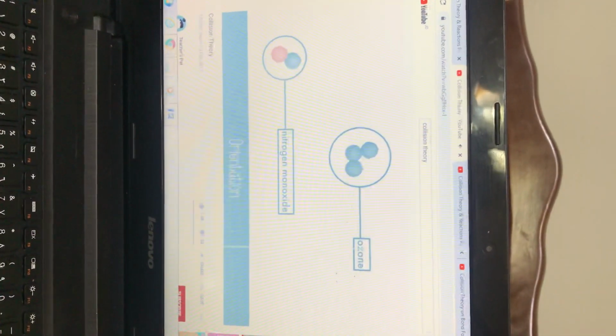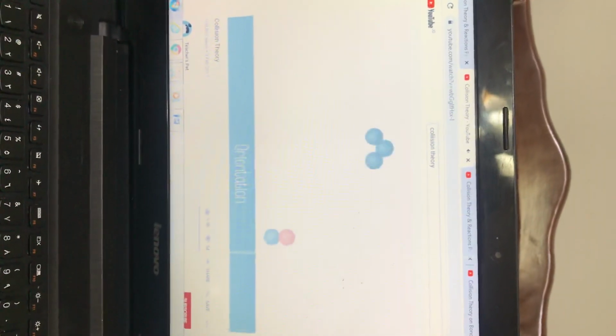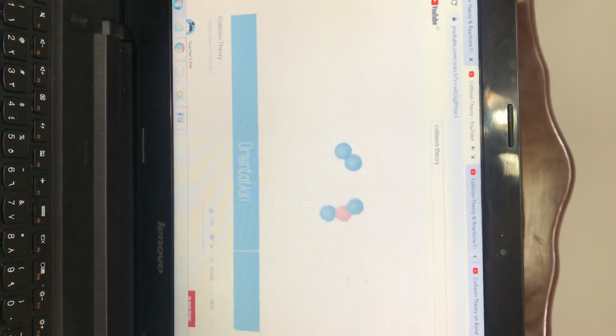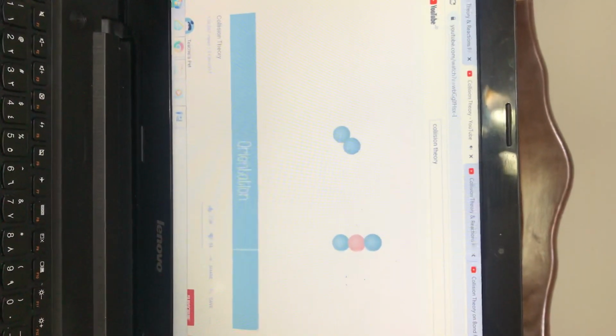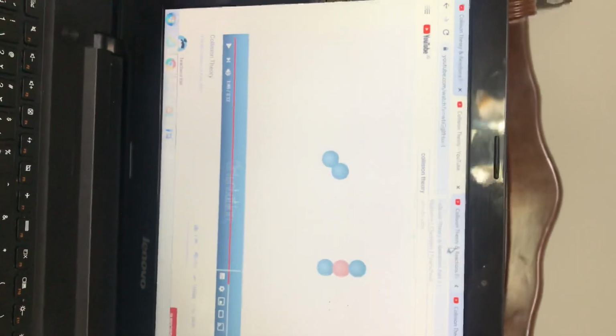And here, orientation. Even if the particles collide with sufficient speed, if they aren't at the correct angle, no reaction will happen. In this example of nitrogen monoxide and ozone, the reaction didn't occur because the oxygen of each molecule touched during the collision. In this collision of the same two molecules, the nitrogen touches the oxygen, so a reaction occurs. So the second assumption is correct orientation. And the third one is enough energy.